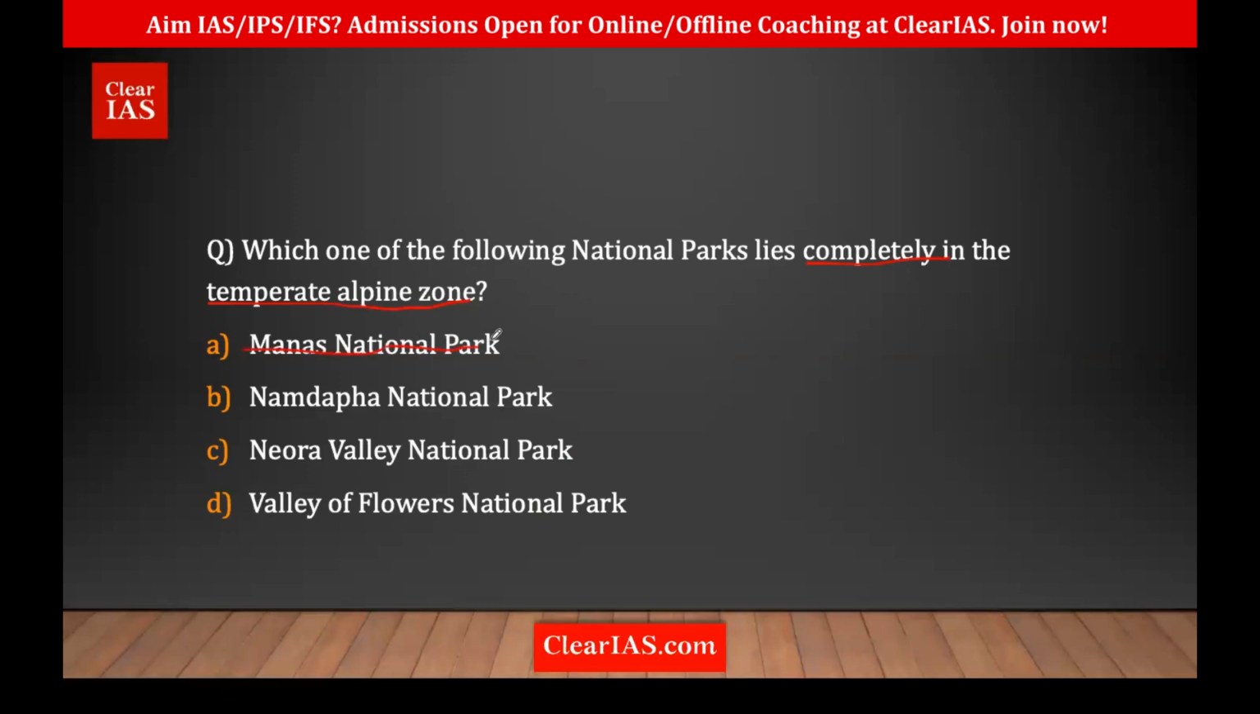You can eliminate this. Namdapha, there is temperate, but we have other forests. It's not completely in temperate alpine zone. So we can eliminate that as well. Neora Valley, again, this is not completely in temperate alpine zone. So we can eliminate that as well. It's in West Bengal region. So by the location, we can understand it's not in very much higher altitudes, right? That means it wouldn't be in completely temperate alpine zone, right?